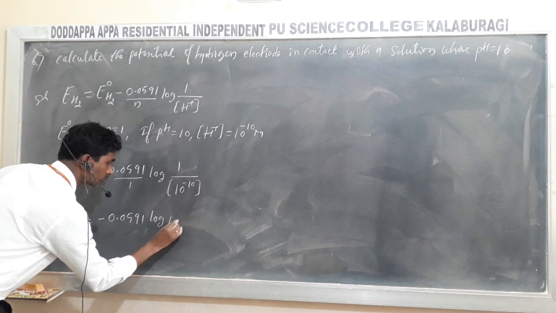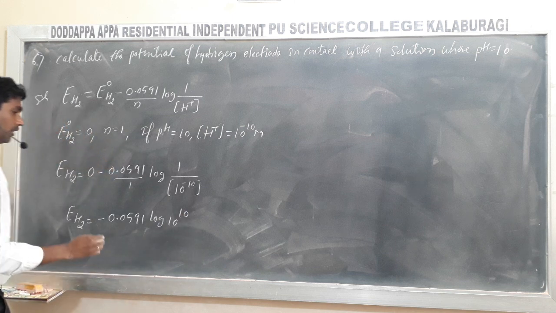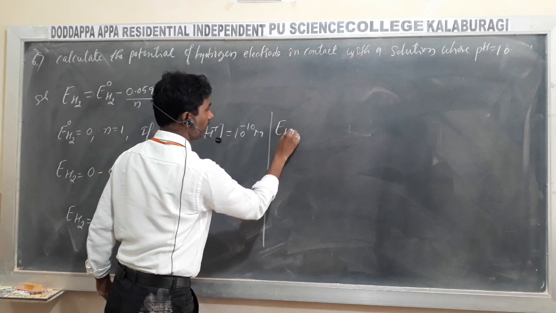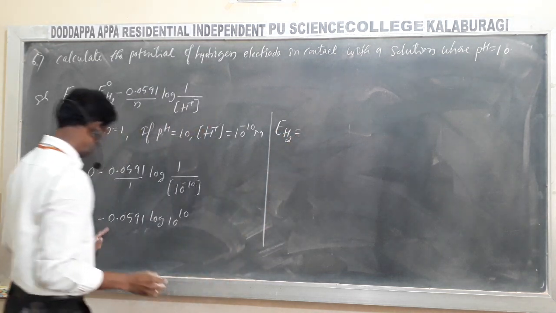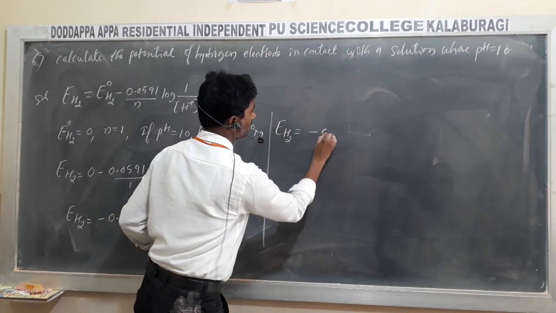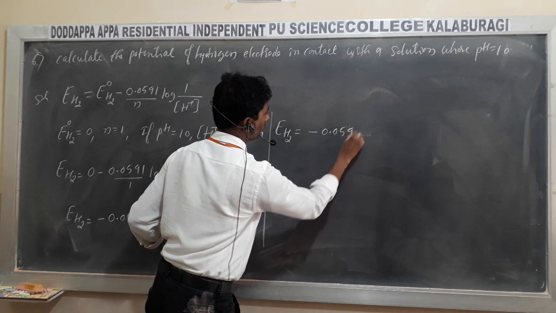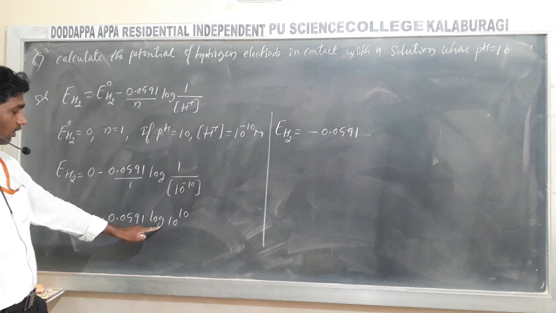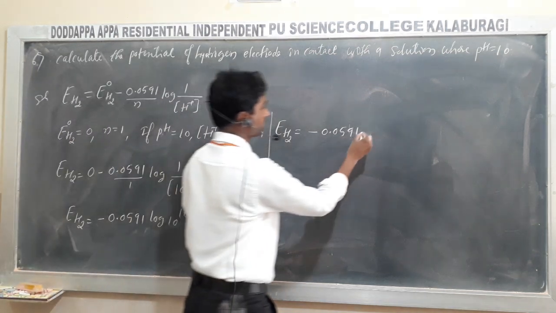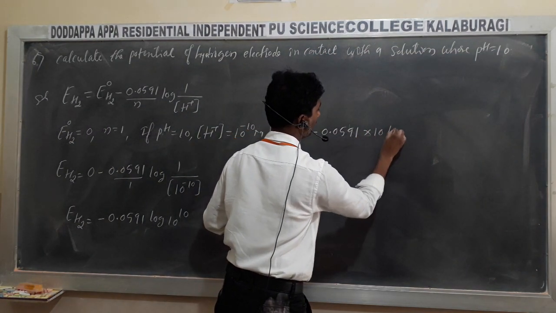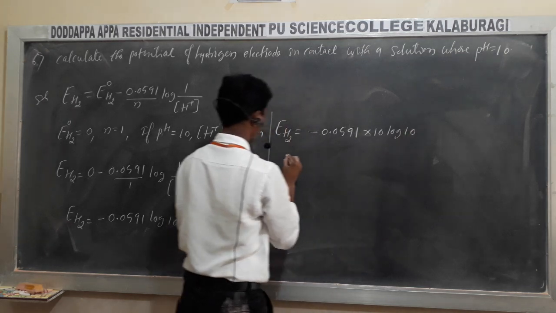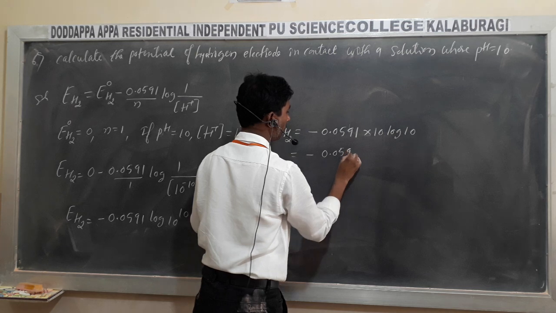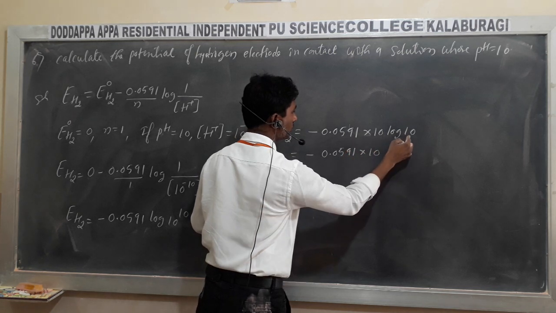When it comes to the numerator, it is log of 10 to the power of 10. Here E of hydrogen is equal to minus 0.0591 log 10 to the power of 10. Log a to the power of x is x log a, similarly log 10 to the power of 10 is 10 log 10. So minus 0.0591 into 10 log 10, where log 10 is equal to 1.